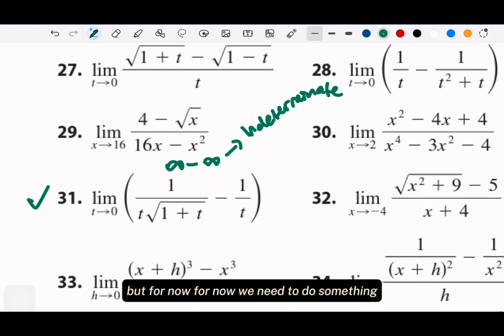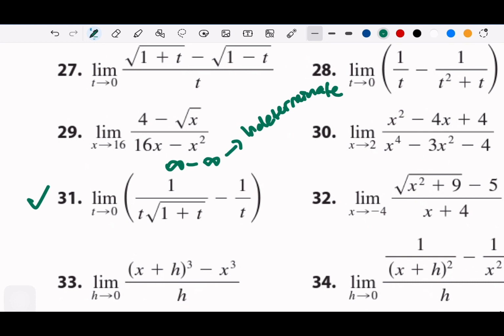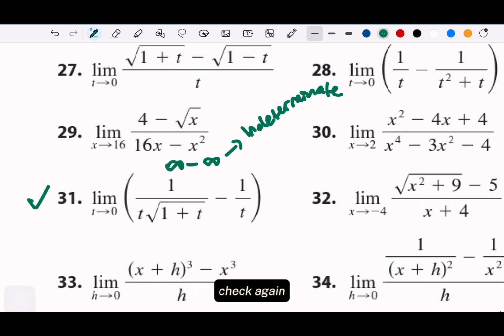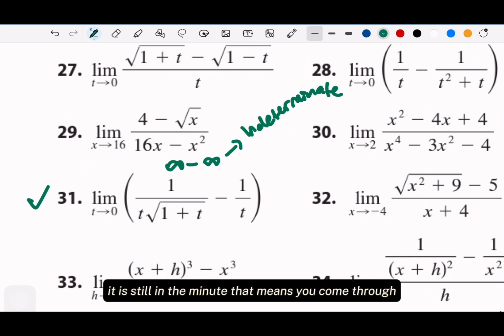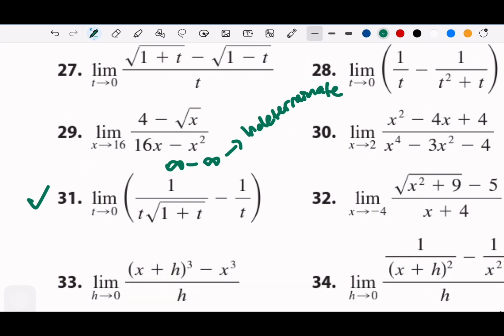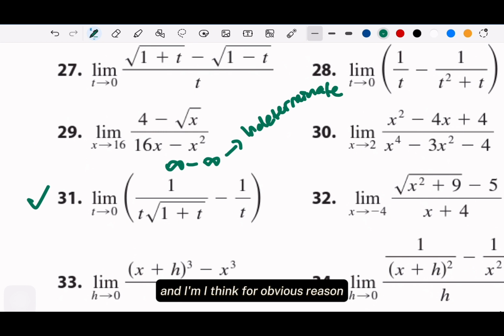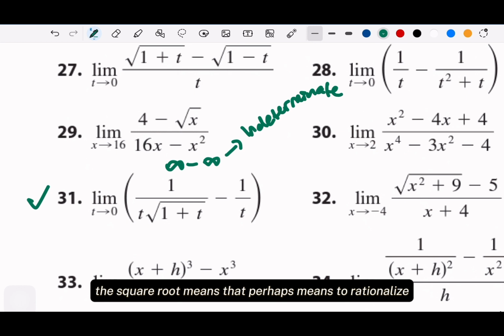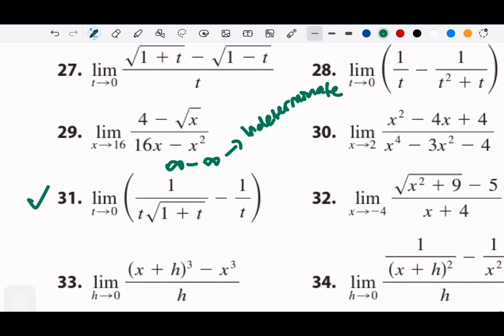But for now, we need to do something with our equations. You see two structures like this. So perhaps we could combine them. That's the thing. Try to combine and look at what we have, and try again, check again. If it's still indeterminate, then we need to do something. And I think, for obvious reasons, you will still have the square root. The square root means that perhaps we need to rationalize. Okay?